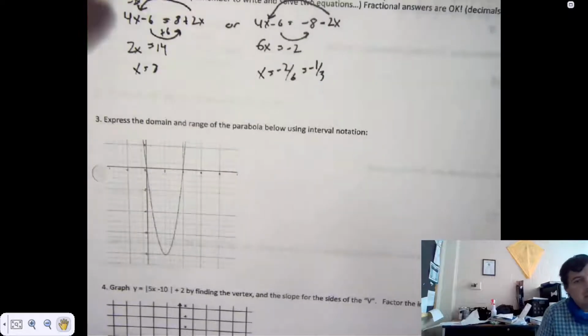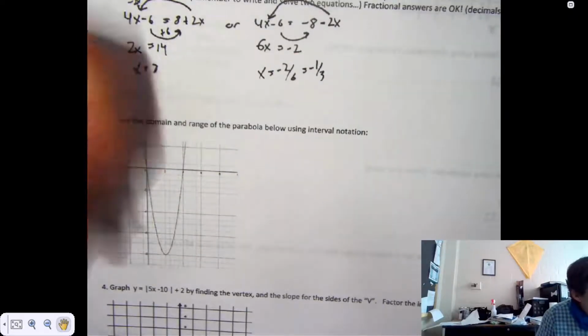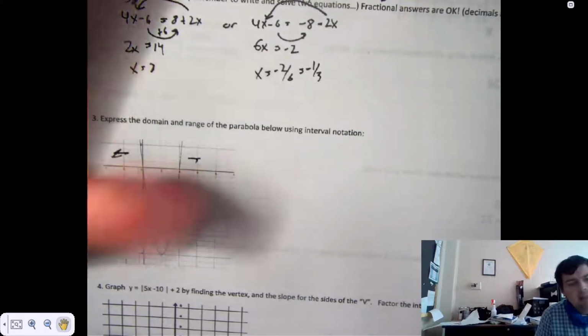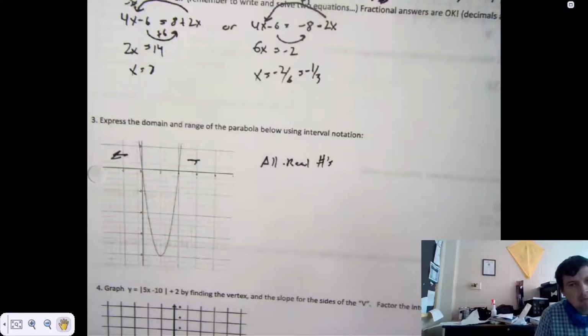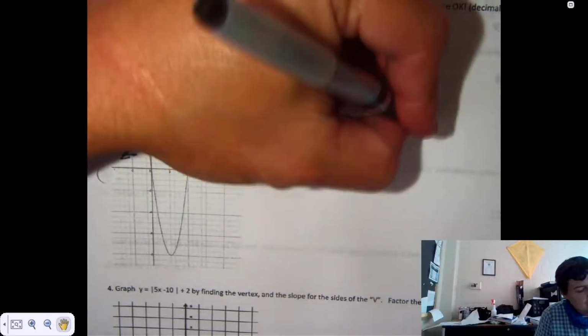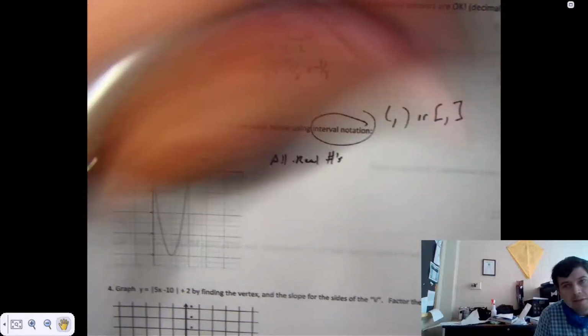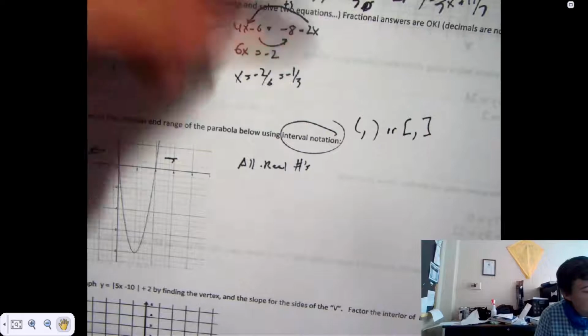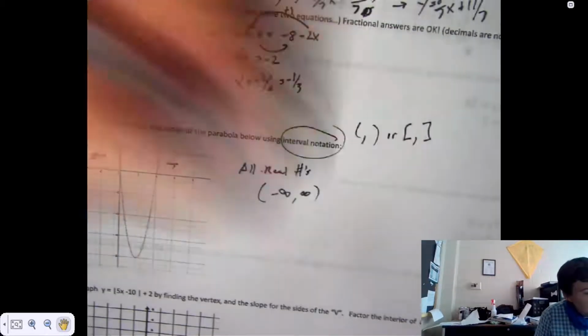Number 3 is domain. Okay. This thing runs forever left, forever right. We talked about this. When you did IXL, you said all real numbers. That's what you said in IXL. I'm asking, though, for interval notation. That's the use of parentheses or brackets or some crazy combination of the two. Anyways, all real numbers means you travel from negative infinity to positive infinity. And that's your domain.